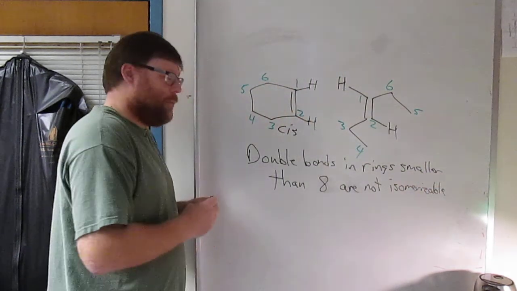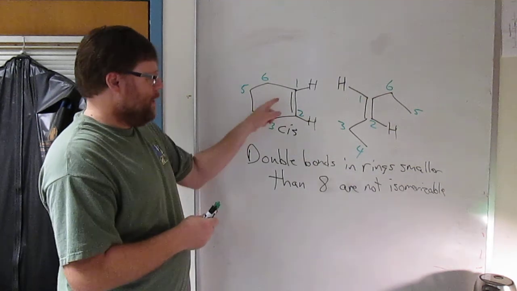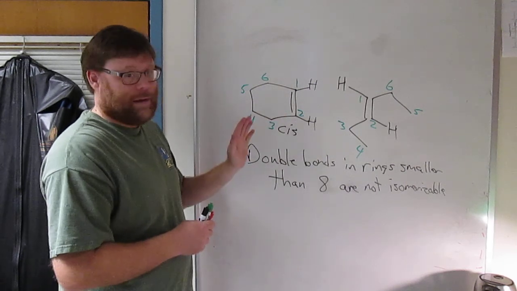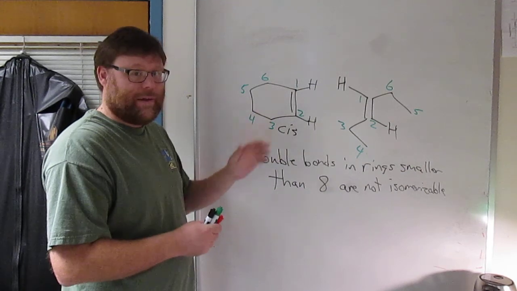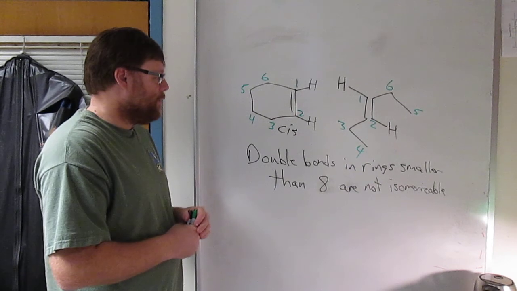All right, so double bonds in rings smaller than 8 aren't isomerizable. You recall from the earlier molecule, rewind to see it, there's a six-membered ring that has a double bond, but that double bond is not isomerizable, so it can't be cis or trans, it can only be cis, and therefore it doesn't contribute to the number of possible stereoisomers. All right.